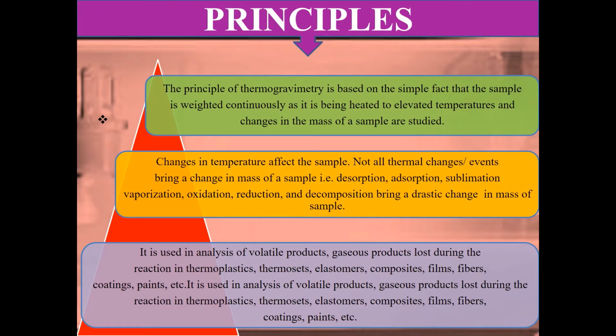Principles. The principle of thermogravimetry is based on the simple fact that the sample is weighed continuously as it's being heated to elevated temperatures, and changes in the mass of the sample are studied. Changes in temperature affect the sample. Not all thermal events bring a change in the mass of the sample, but desorption, adsorption, sublimation, vaporization, oxidation, reduction, and decomposition bring a drastic change in mass of the sample.